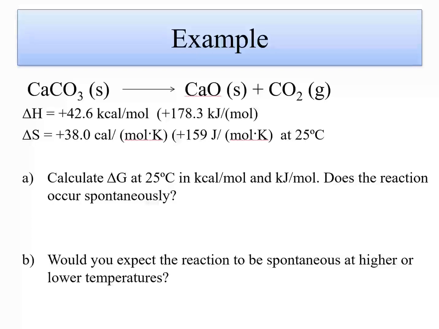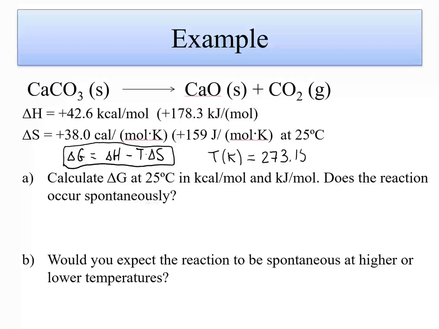To answer this question, we just need to calculate the value for the delta G. If we get a negative value of the delta G, it means that the reaction is spontaneous. Let's start with the equation for the free energy. We will also need to convert temperature from degrees Celsius to kelvins. Temperature in kelvins will be equal to 273.15 plus 25, the temperature in Celsius. This equals 298 kelvins.